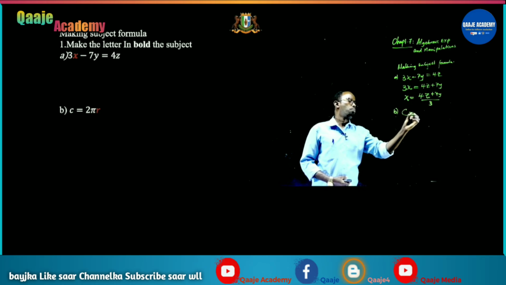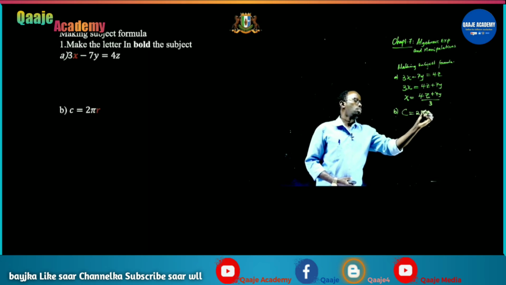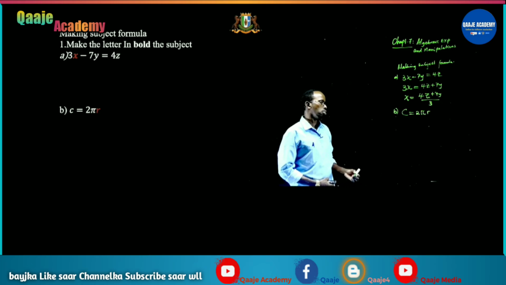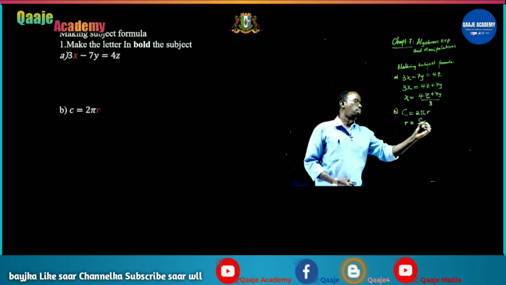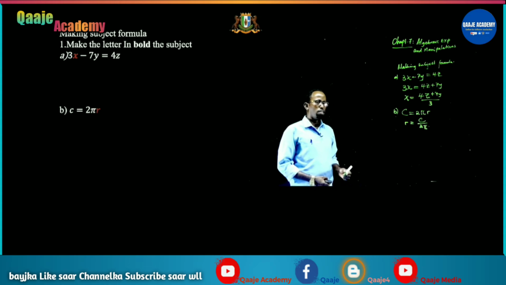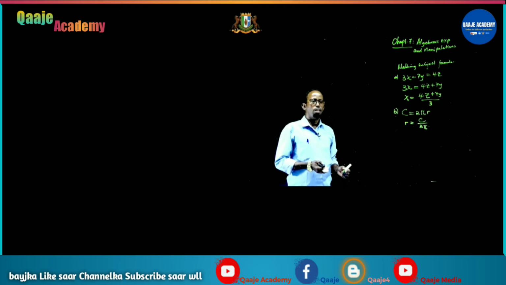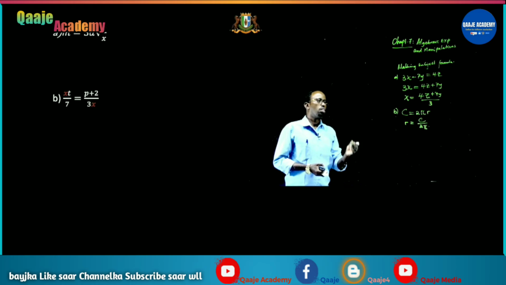The next one is circumference of a circle. C is equal to 2 pi r. Then you're told to make r the subject. You divide both sides by 2 pi. So r will be equal to circumference divided by 2 pi. You make that the subject.